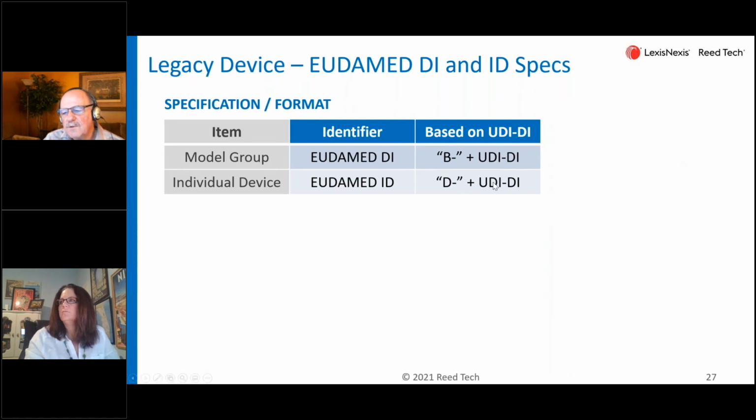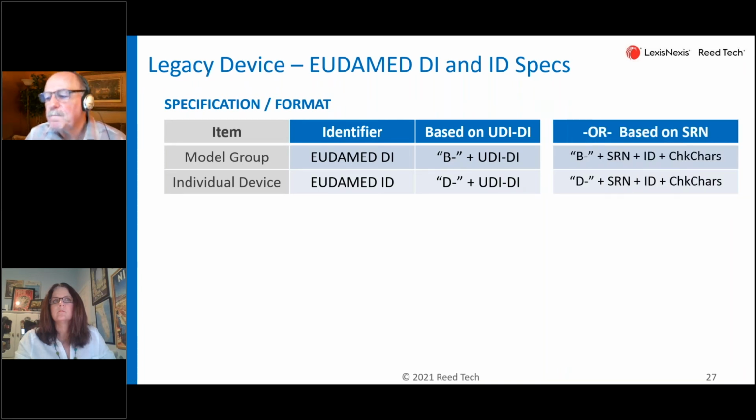You can continue to use that identifier when you report this into UDI, and all you simply do is add a D hyphen as a prefix. And then for the model group, again, 1-to-1, you simply change that D, dog, to B, boy. So now you have a B hyphen in front of the very same identifier.